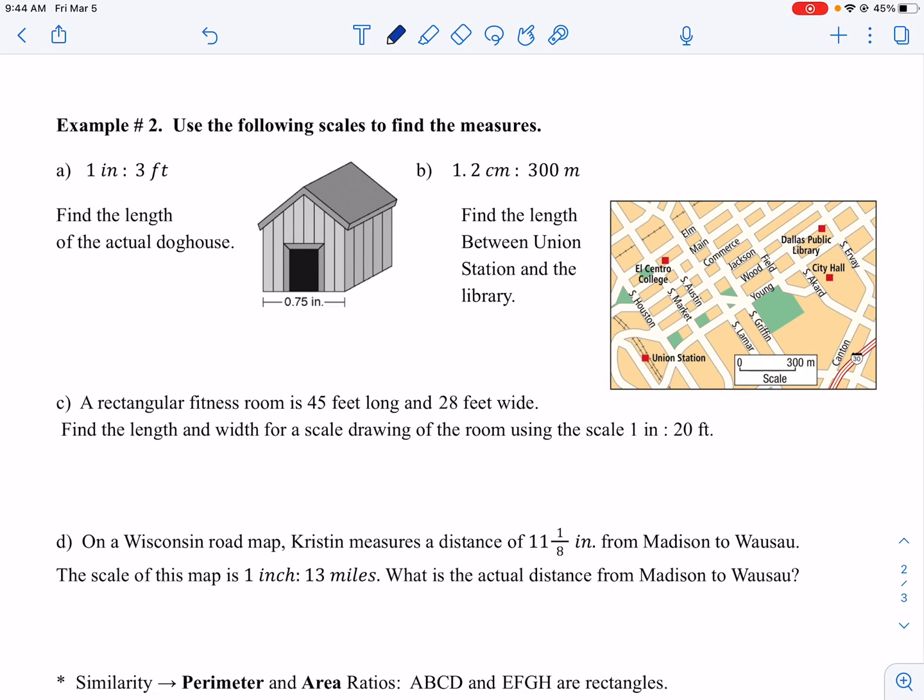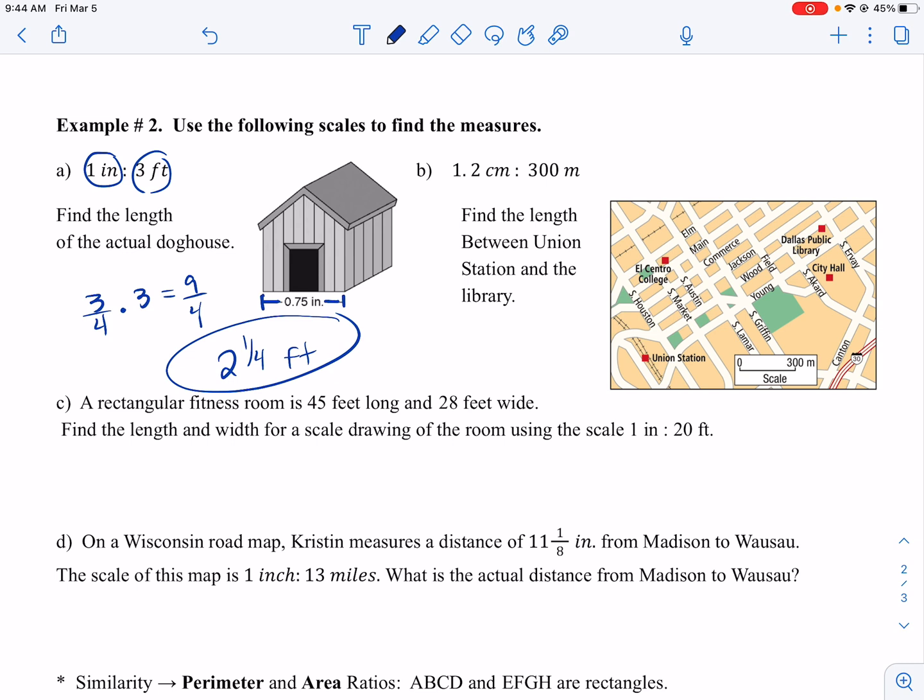Here's a scale of just a model toy doghouse here. And you're told that 1 inch actually equals 3 feet. If this model doghouse is 3/4 of an inch, well, then our proportion should just be 3/4 of an inch times 3. Just scale it up, multiply by 3. Gets us 9/4. 9/4 is 2 1/4 feet for the actual length of the doghouse.